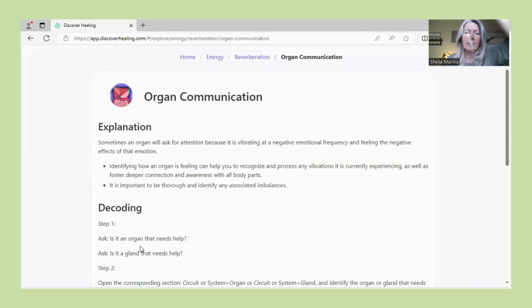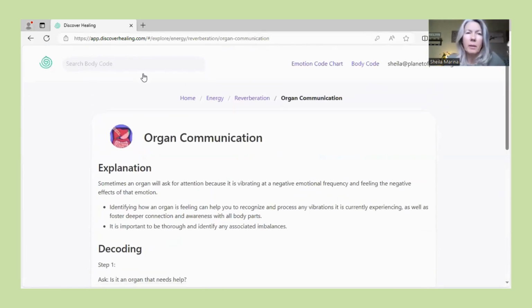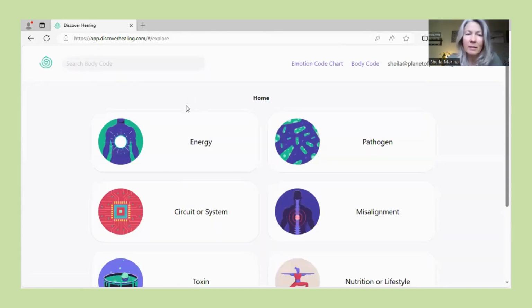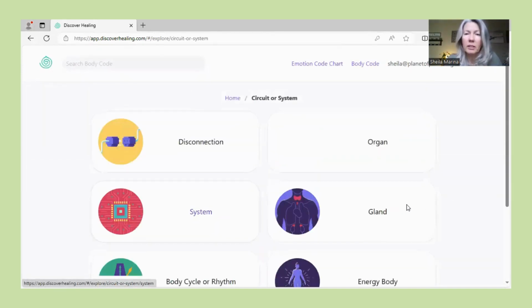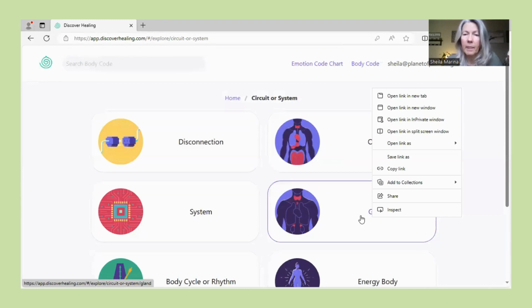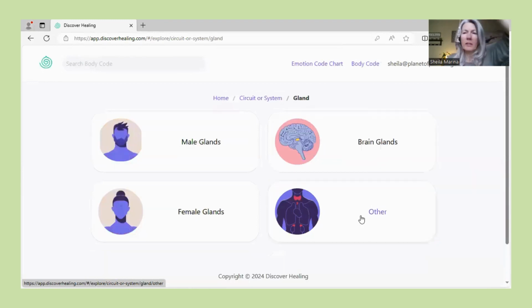No, it's a gland that needs help. Okay, so something in Gus's gland. Let's find out which gland it is. So this gland, is this on the left side of the chart? No. On the right side of the chart, is it in the brain glands? Yes, it's in the brain glands.